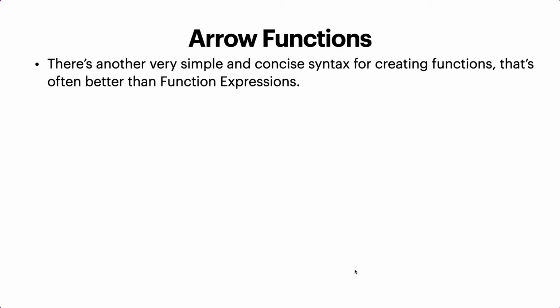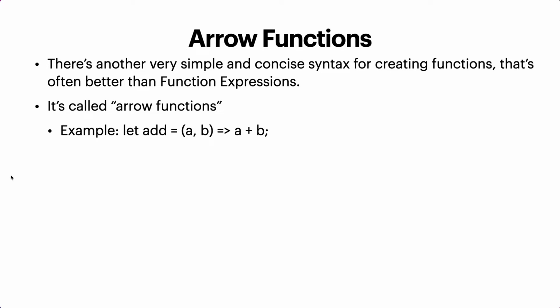Arrow functions. There's another way of declaring your functions. That is a very concise syntax for creating functions that is often better than function expressions. And it's called arrow functions. For example, we have a function that we call add, and it has a function body like this. We are passing two parameters and it returns us a plus b. Wow, it looks different. It's quite concise. It's really small.